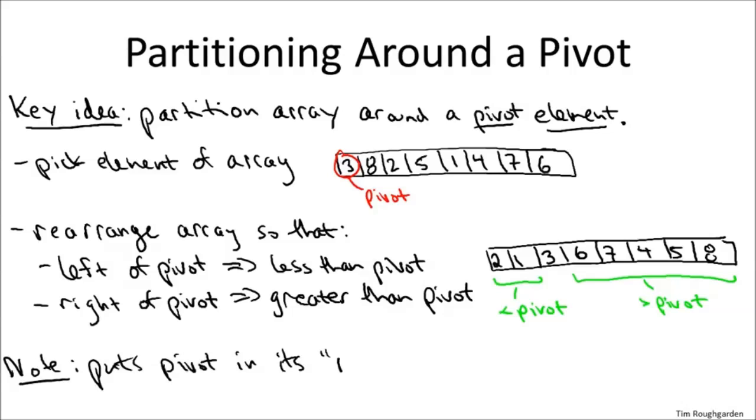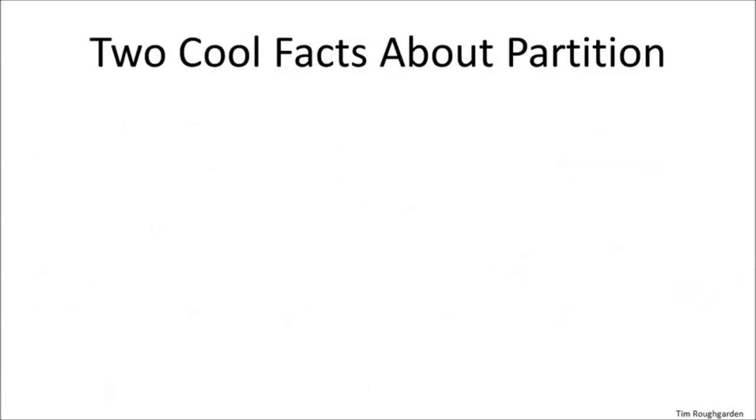In particular, the pivot element itself winds up in its rightful position. That is, the pivot element winds up where it should be in the final sorted version of the array. You'll notice in the example, we chose as the pivot the third largest element, and it does indeed wind up in the third position of the array. So more generally, where should the pivot be in the final sorted version? Well, it should be to the right of everything less than it. It should be to the left of everything bigger than it, and that's exactly what partitioning does by definition.